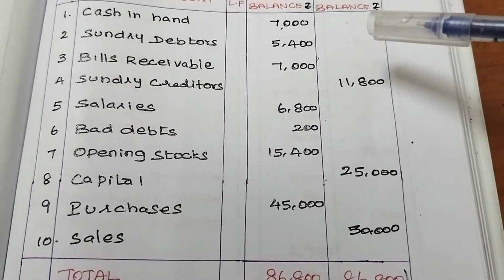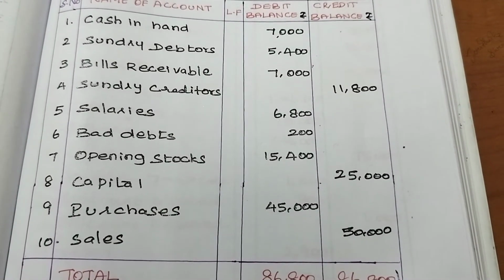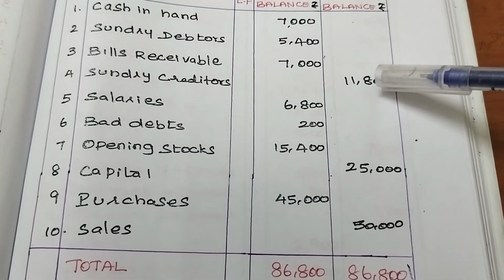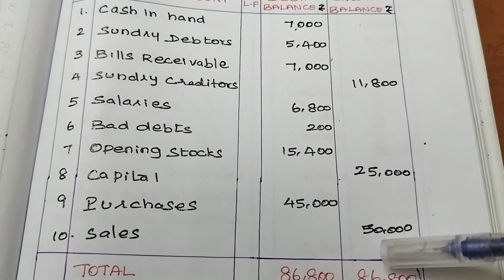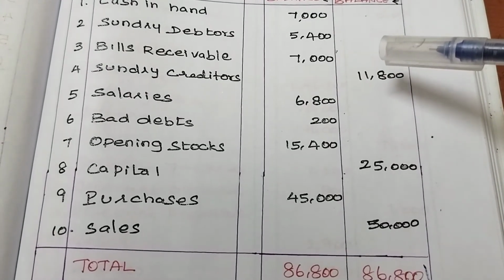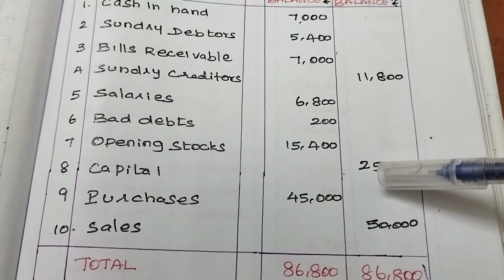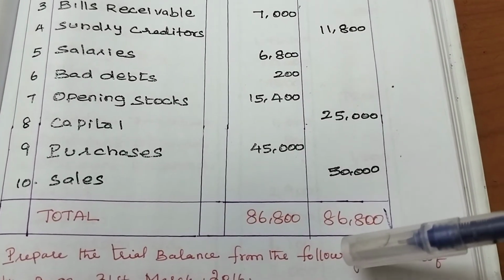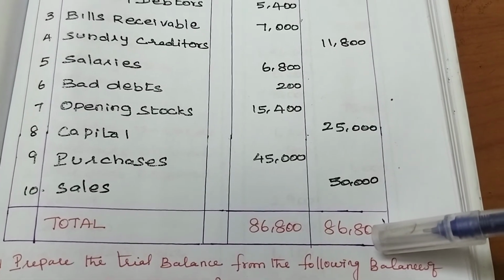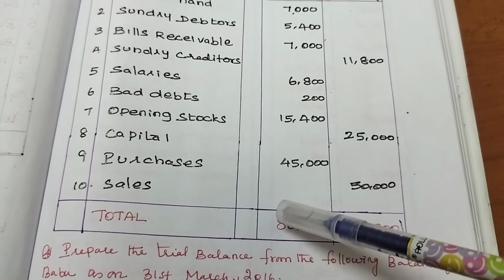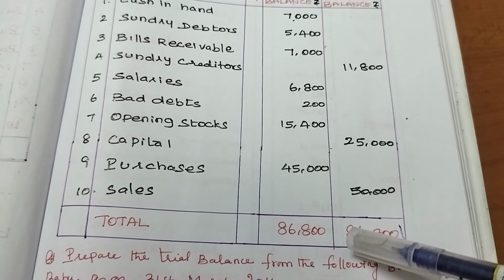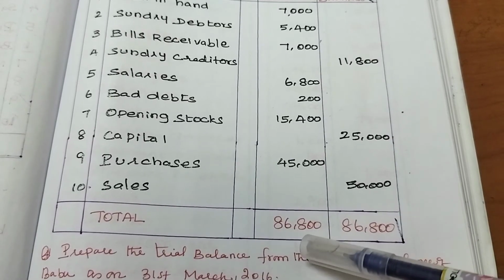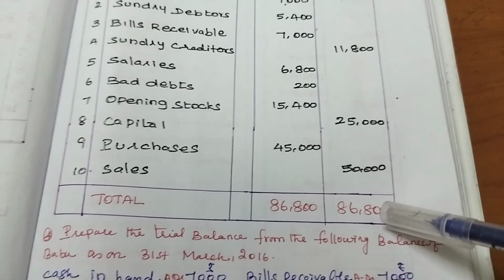Then we find the credit balance total separately. We add the credit balance values: 11,800 plus 25,000 plus 50,000. How much do we get? We get 86,800. Listen carefully here: the debit and credit balances are the same value. So the total of the debit balance and credit balance is always equal.